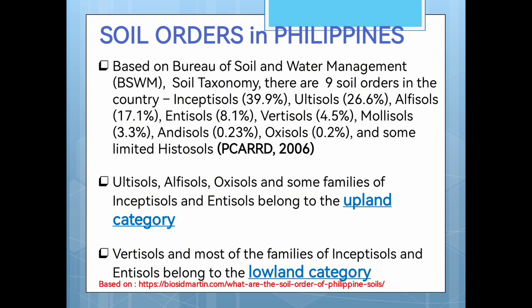So we have inceptisols, which is 39.9%, ultisols, 26.6%, alfisols, 17.1%, entisols, 8.1%, vertisols, 4.5%, mollisols, 3.8%, andisols from the volcanic soils, 0.23%, and oxisols, 0.2%, and some limited histosols. The source of that is Picard from 2006. The ultisols, alfisols, oxisols, and some families of inceptisols and entisols belong to the upland category, while vertisols and most of the families of inceptisols and entisols belong to the lowland category.